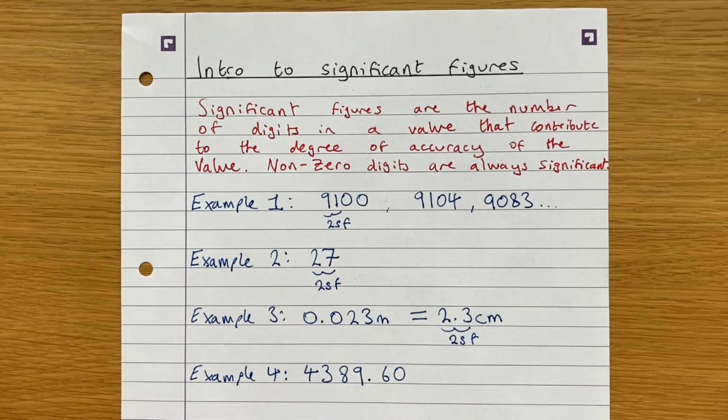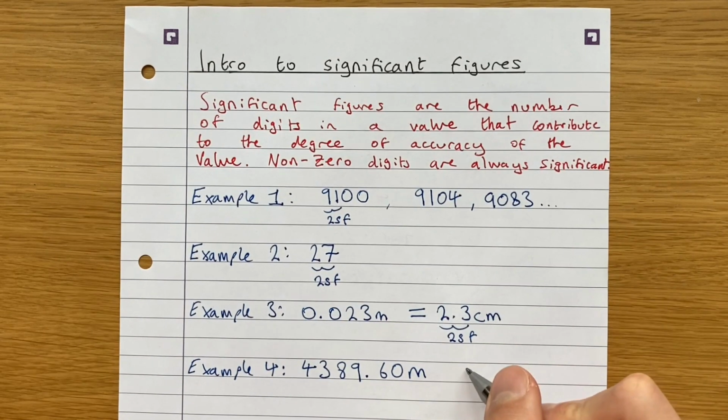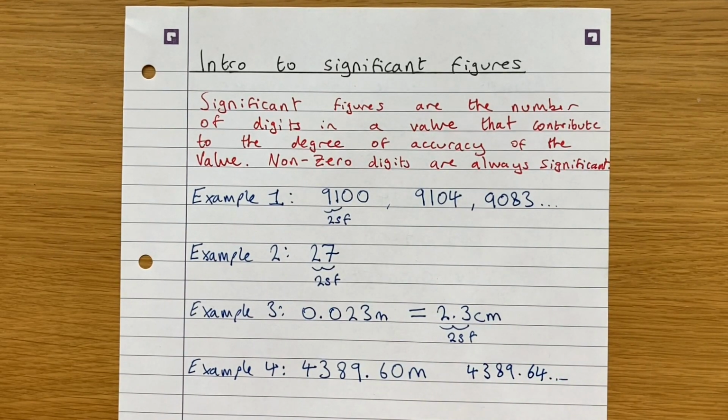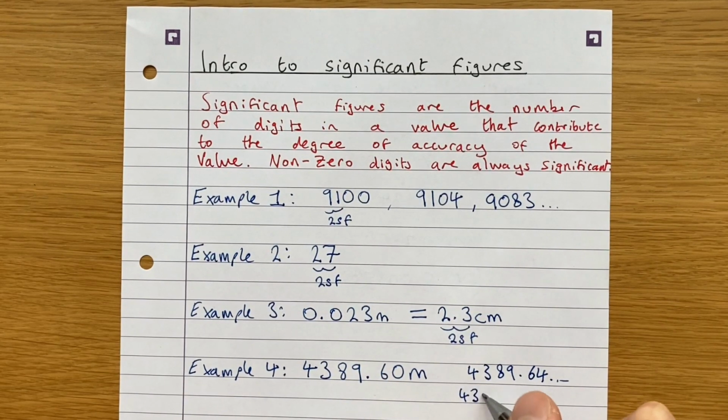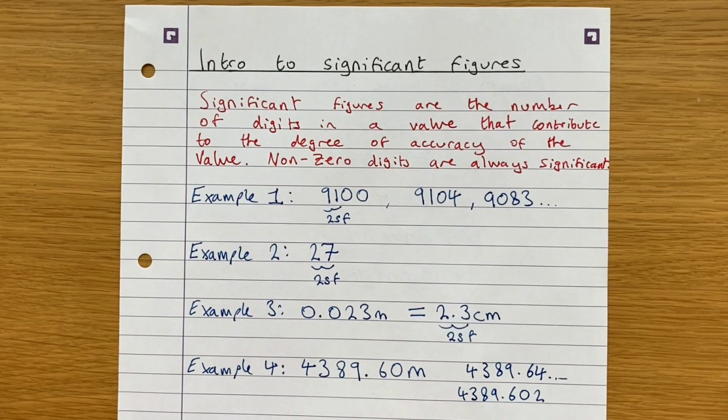But there's something different about this 0. The fact that they've included this 0 in the measurement, let's say this is meters or something, actually does add to the degree of accuracy because it tells us that this number isn't, I don't know, 4389.64 something. They've added this 0 to tell us that it is exactly rounded to this. So the value could be 4389.602 rounded down, but that 0 does contribute to the degree of accuracy.